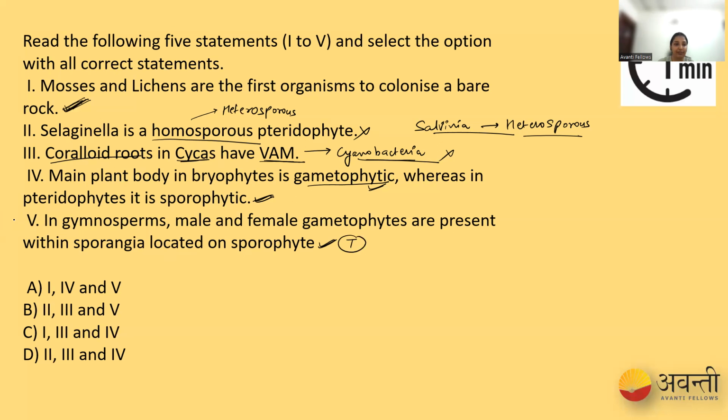So statement fifth is true, fourth is true, and one is true. So the correct option is option number 8, which says 1, 4th, and 5th are correct. I hope it is clear to everyone.